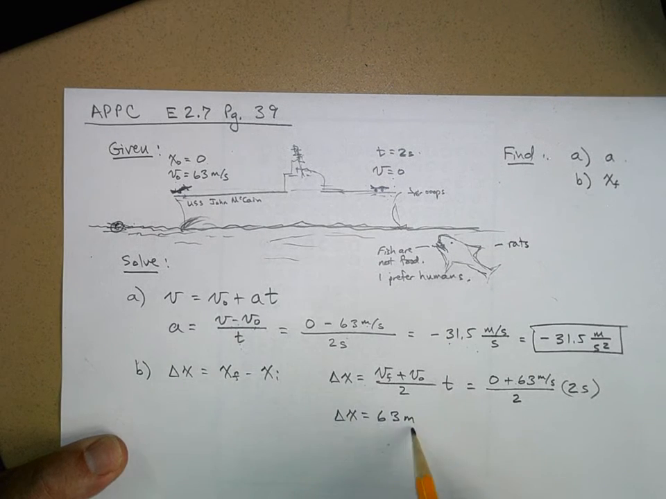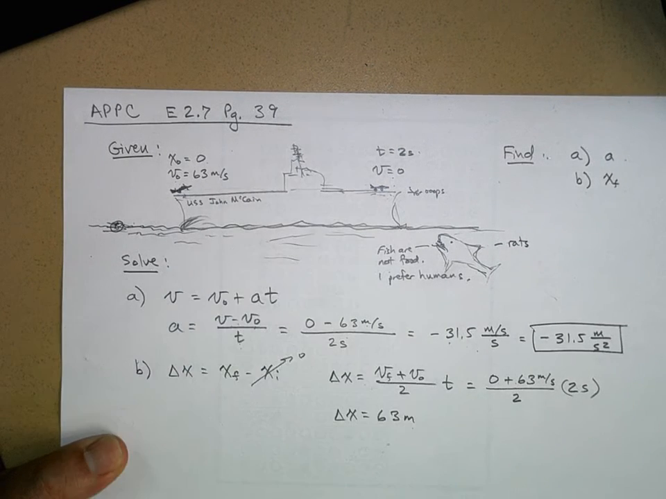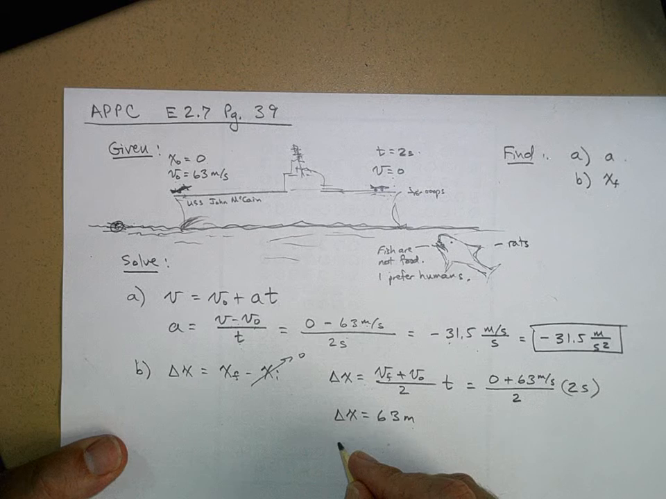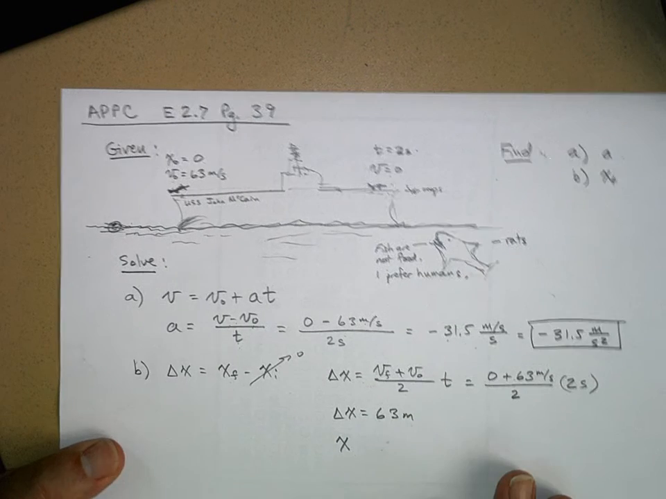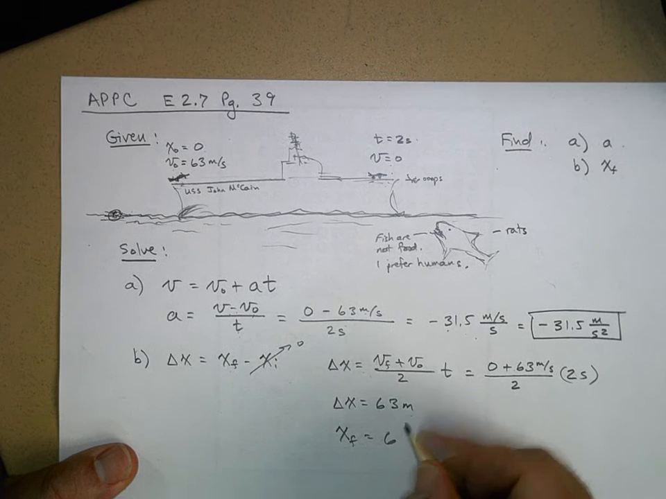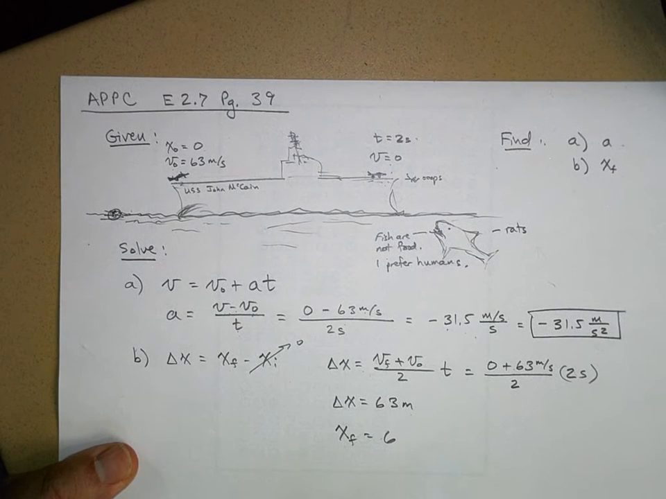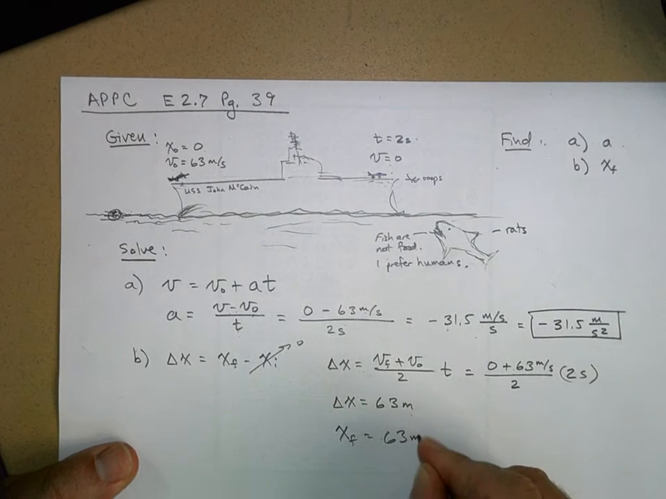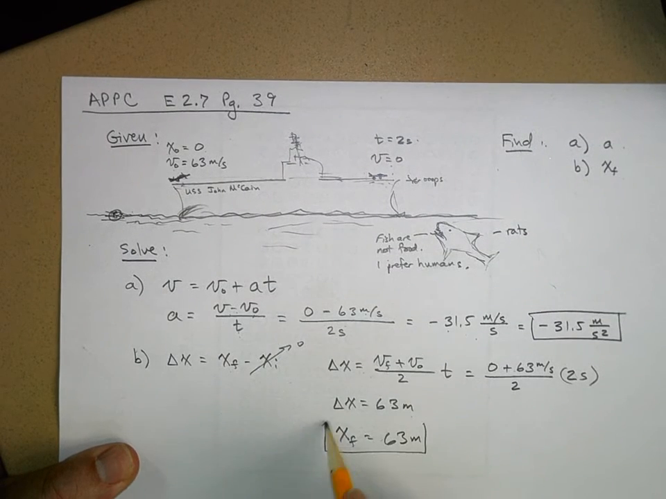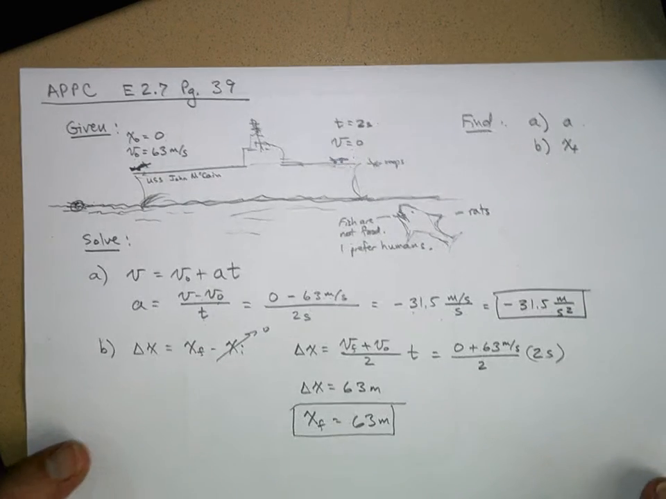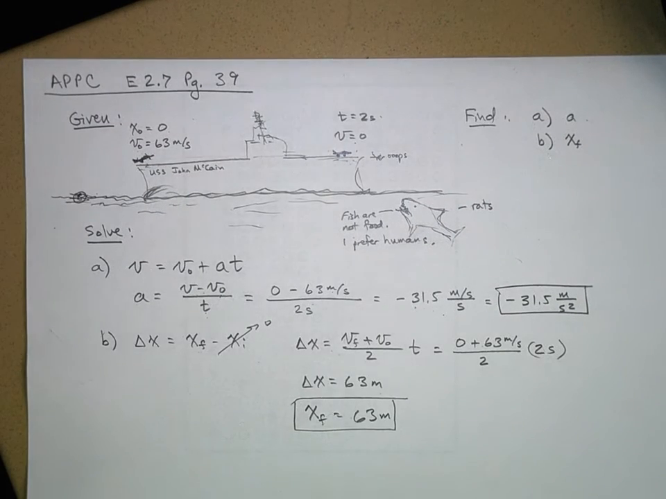Now, is that x final? Well, what's x initial equal to? It's equal to 0. So therefore, x final is just going to be 63 meters. Okay. So this is a very easy problem, actually, I think, once you know what to do.